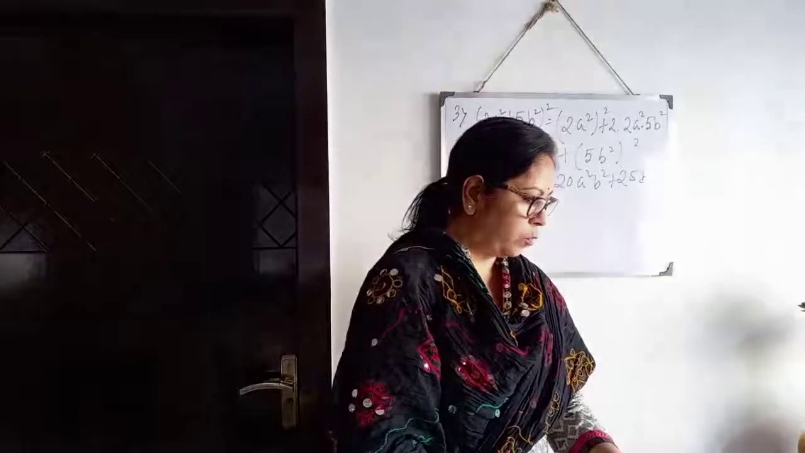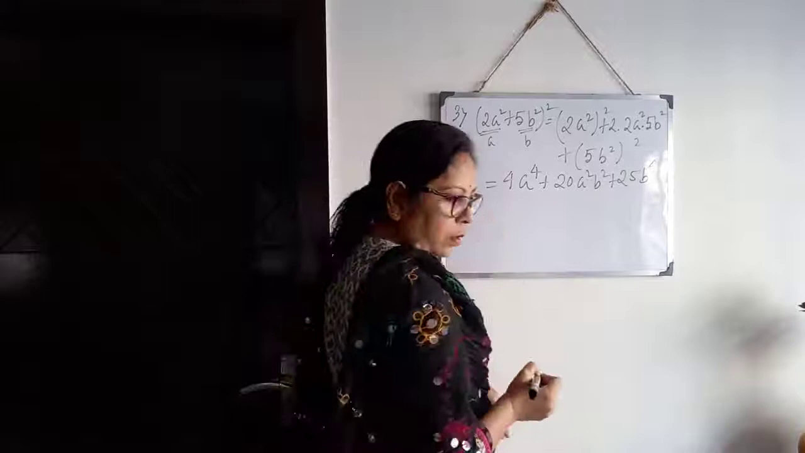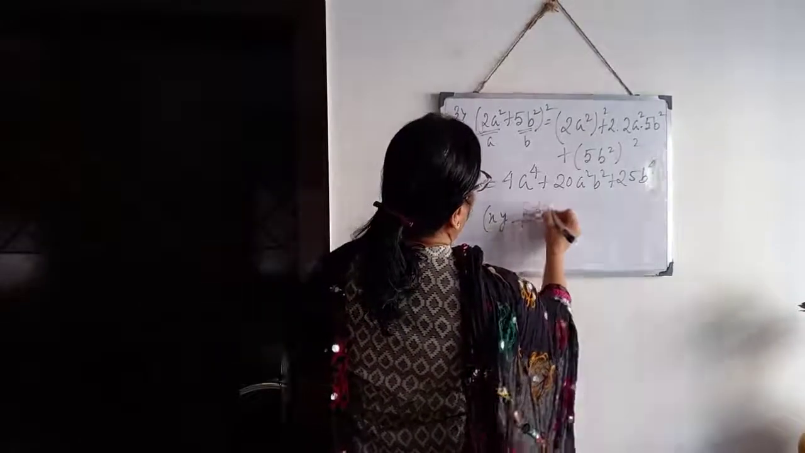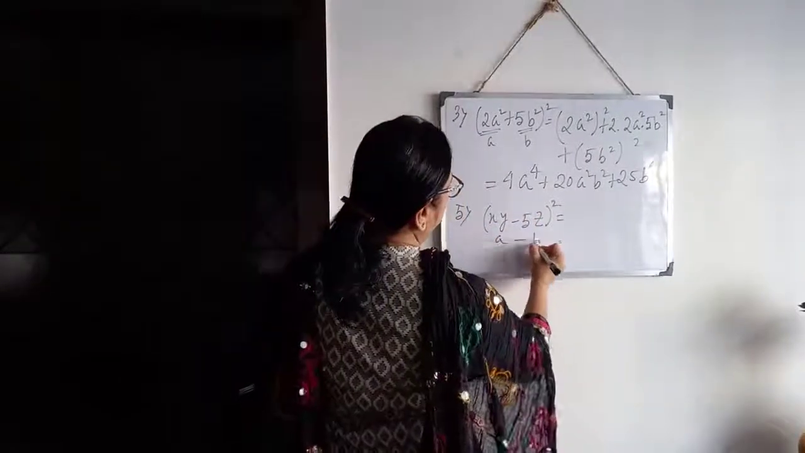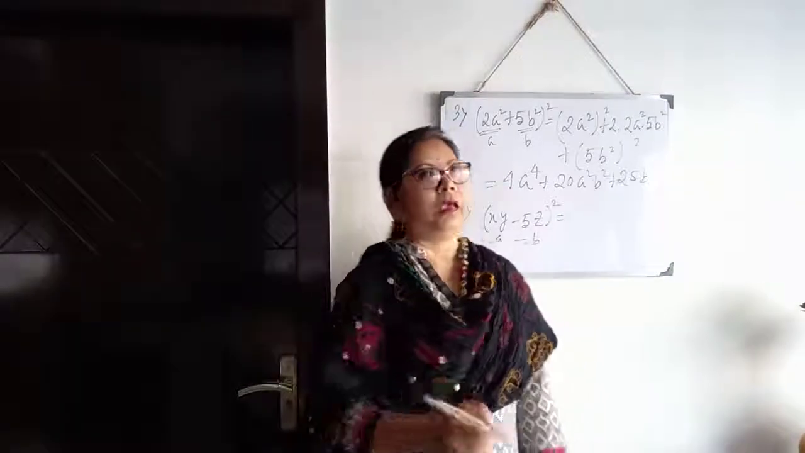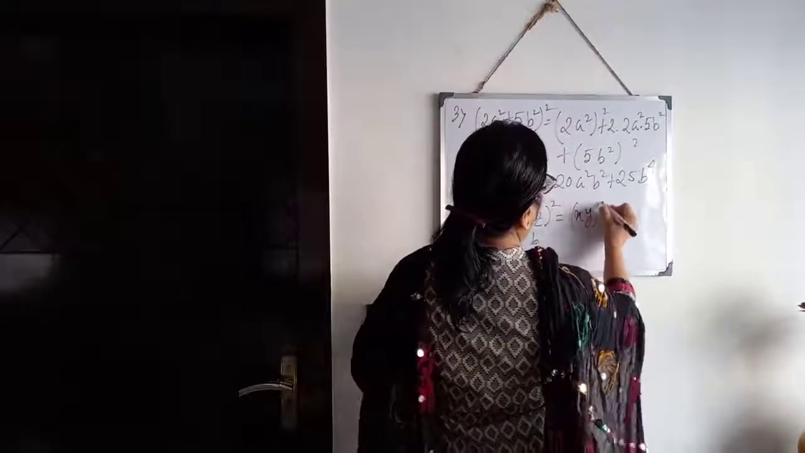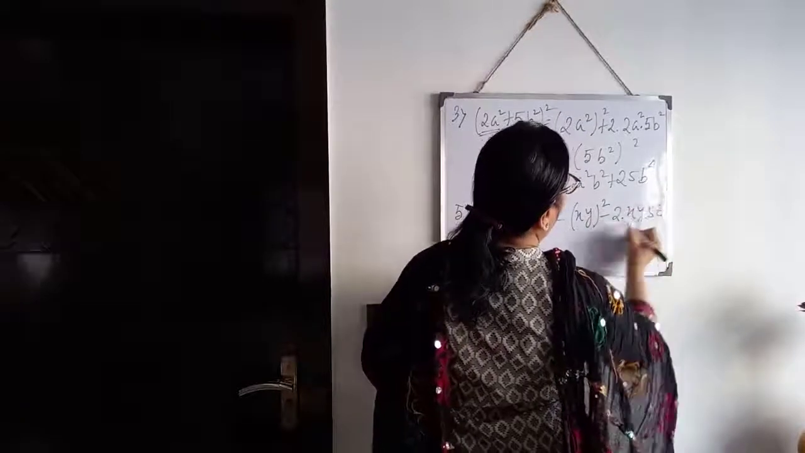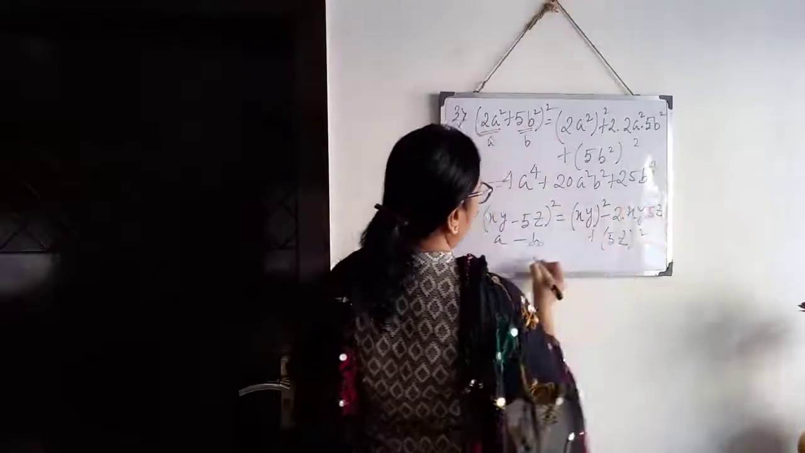Then I am doing number 5, (xy minus 5z) whole square. Now here it is in the form of (a minus b) whole square. What is the formula of (a minus b) whole square? a square minus 2ab plus b square. So a square minus 2a into b plus b square. First you have to write down this step.